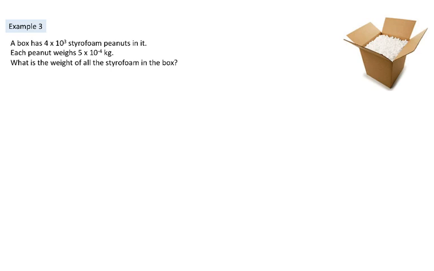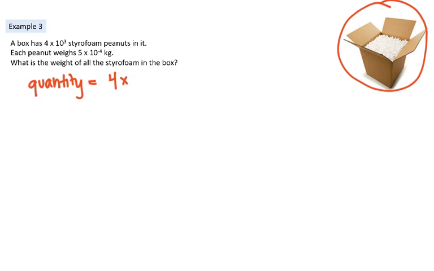Okay, here's another example. We're talking about one of these moving boxes that has these little styrofoam balls. They call them peanuts in it. And it tells us how many. So we've got quantity in the first case. The quantity of styrofoam peanuts is 4 times 10 to the power 3. That's a lot. And then they tell us the weight of each one peanut. And so each one is small. Obviously, it's not going to weigh a lot. 5 times 10 to the power -4. That's a small number.